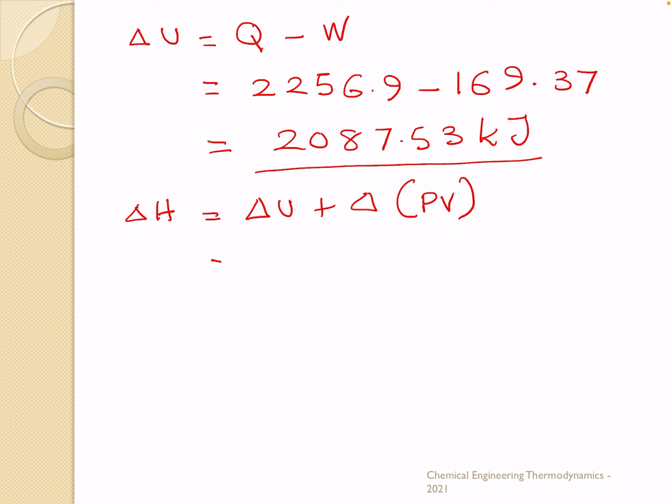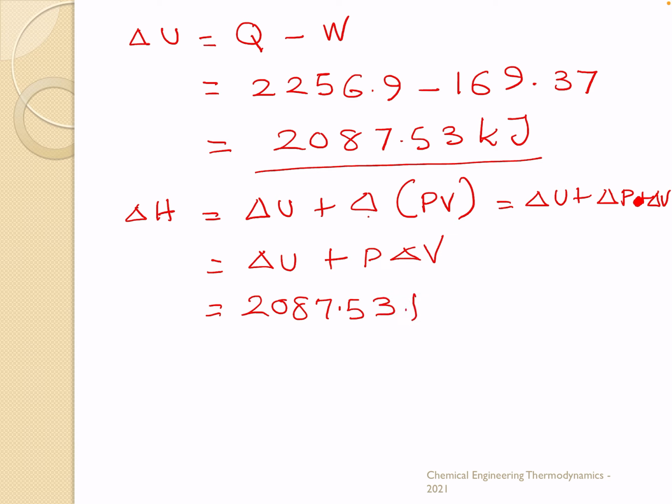So if it's at constant pressure, this formula becomes change in U plus P change in V. It would have been change in U plus change in P, change in V, but since our P is constant, it becomes P change in V.